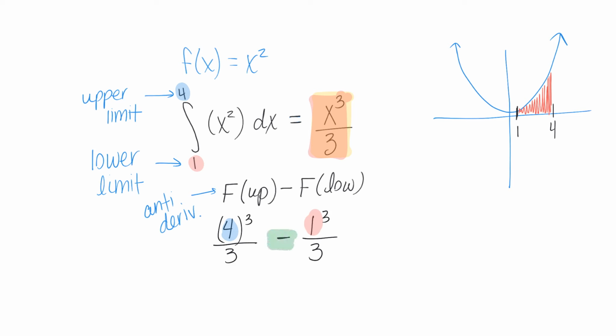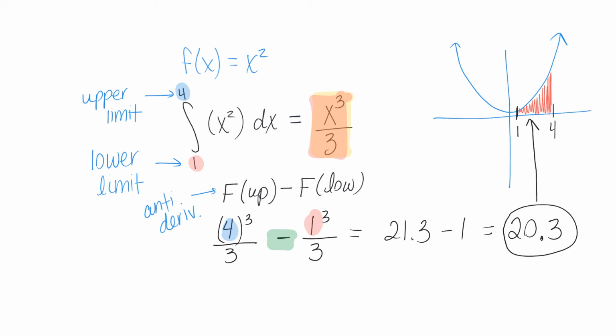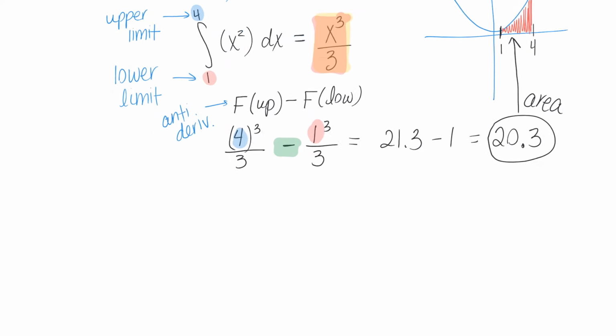Okay, so what is 4 cubed divided by 3? 4 cubed divided by 3 is 21.3. So that's 21.3 minus 1 cubed, which is 1 divided by 3, is 1. So 20.3. That represents the area underneath this curve in between 1 and 4. Okay? That's how you find a definite integral. Let's try another one.